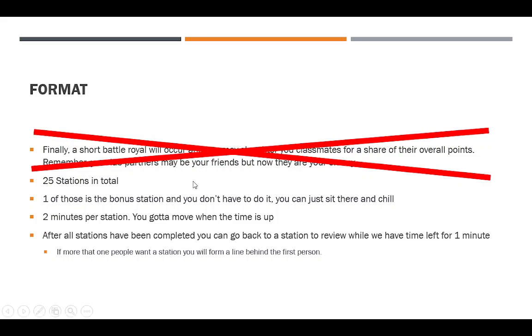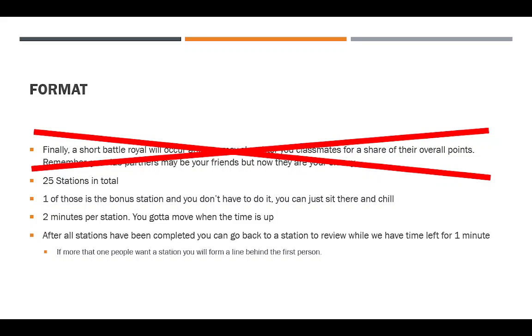There are 25 stations in total. One of those stations will be the bonus one. You don't have to do the bonus one. You want to just sit there and chill? That's fine. If you want to go outside and sip some coffee while you wait for the next ding of the bell to move to the next station, you can do that too. But you don't have to stand next to that station while you wait.